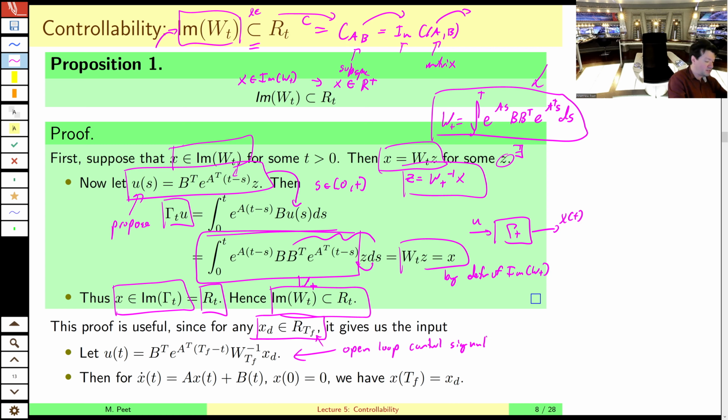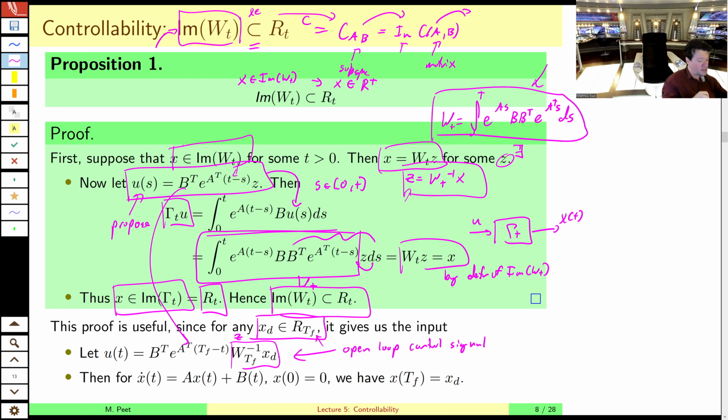So specifically, it's this z. Well, we have to figure out what z was, because we assumed it exists since it's in the image. So it's the inverse of W as applied to that particular state. Now, it may not exist for all states, but it has to exist for that state. So W inverse, this is z, and then we just plug in our u over here as well.